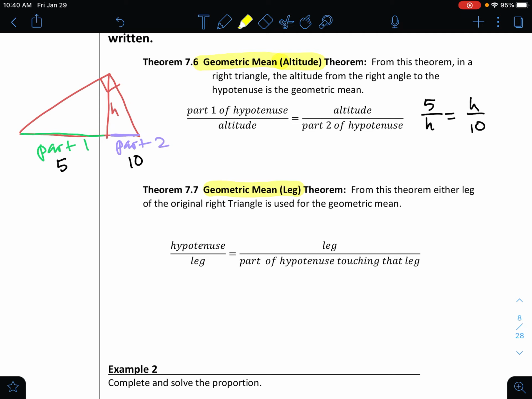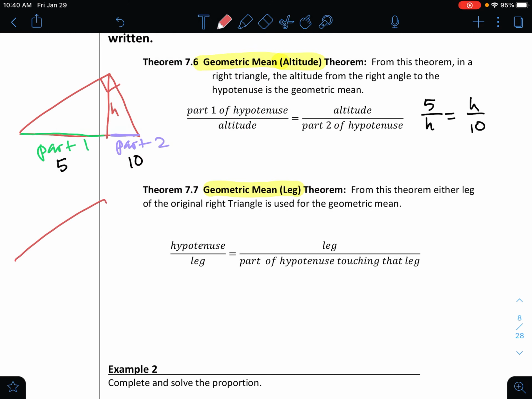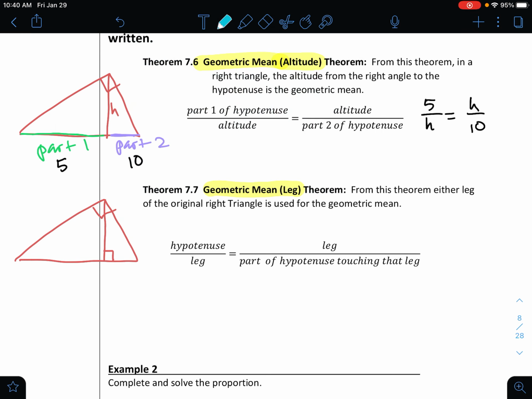Now, the second one is the geometric mean of the leg. When we're talking about these theorems, we're always talking about the altitude or the leg of the big right triangle. Let me draw the same diagram: right triangle, altitude, even though we don't really need the altitude on this one as much. For this theorem, either leg of the original right triangle is used for the geometric mean. Here's what I want you to see: when we're doing the geometric mean of a value, it's the same value repeated.